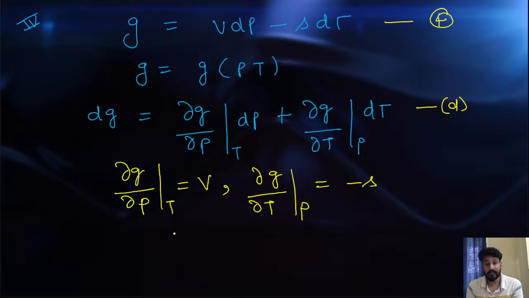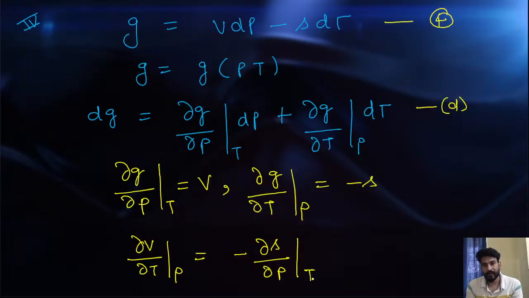And what is the Maxwell relation for this? It is del V over del T keeping pressure constant is equal to minus del S over del P keeping temperature constant. Correct. Okay, so these are my Maxwell relations.